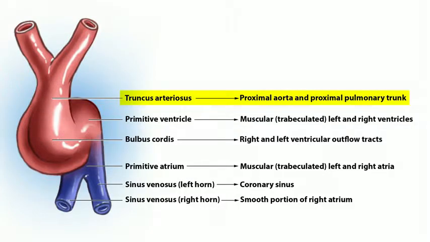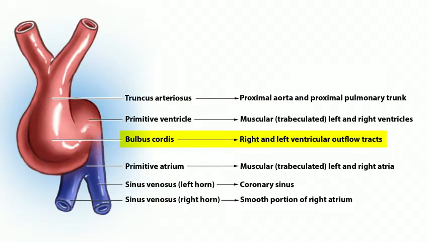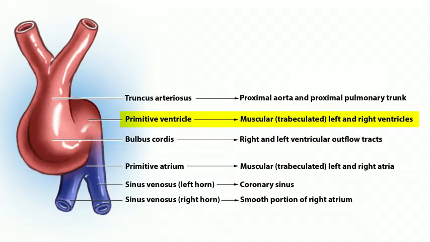Now, let's go back to our original primitive heart tube, and let's see what each piece of that tube is eventually going to become. First of all, you have the truncus arteriosus, which we said gives rise to the great vessels, the proximal aorta and the proximal pulmonary trunk. The bulbus cordis gives rise to the outflow tract of both the right and left ventricles, the smooth parts of the ventricles. The primitive ventricle gives rise to the trabeculated parts of the left and right ventricles, which are the muscular portions of the ventricles.